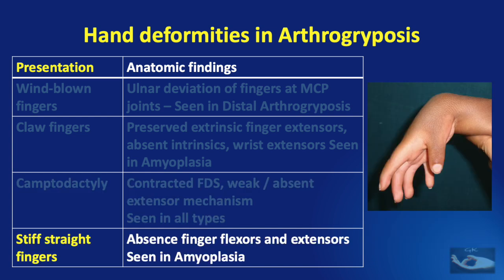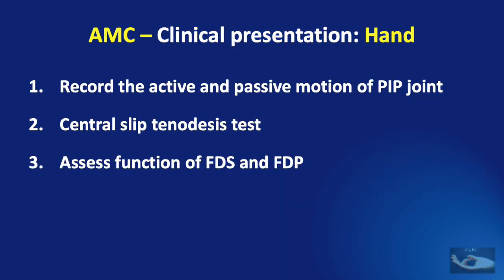Stiff straight fingers are characteristic in amyoplasia, where there is an absence of finger flexors and extensors. So all the joints of the finger are fixed in neutral position. Since there has been no movement, the finger flexor creases are also absent, as can be seen in this clinical example. When examining the hand in arthrogryposis, we need to do three important things.